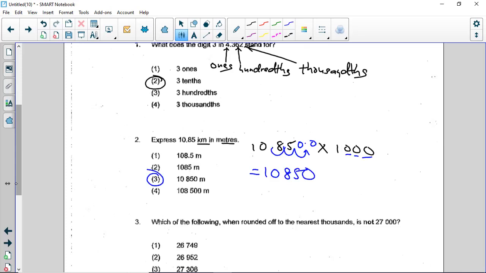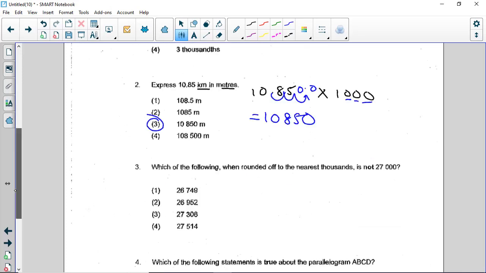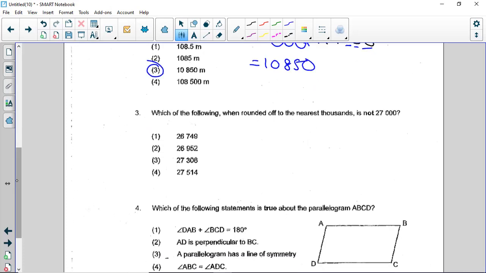Let's go to question number 3. Which of the following, when rounded to the nearest thousand, is not 27,000? Watch out for this word, is not. Look at them one by one. The first one: how do you round off to the nearest thousand? Thousands have 3 zeros, so you draw a line to show the last 3 digits. Then look at the digit nearest the line. Is it 5 or bigger? Yes, then you add 1 on the next digit, that will be 27,000. So this is what we don't want.